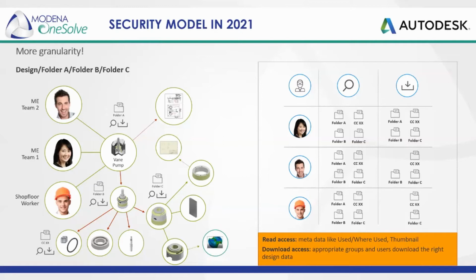So, for example, in this diagram, if you have a look at Team 1, Team 1 has access to read and download all the files, while Team 2 has access to read the files in folder A, but no access to download them. And then the shop floor worker has access to read files in folder A and folder B, but no access to download them either.